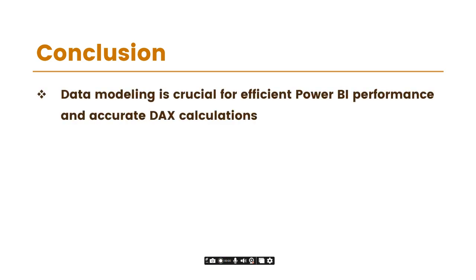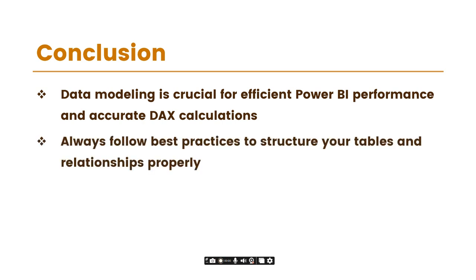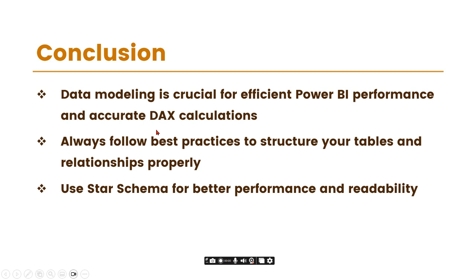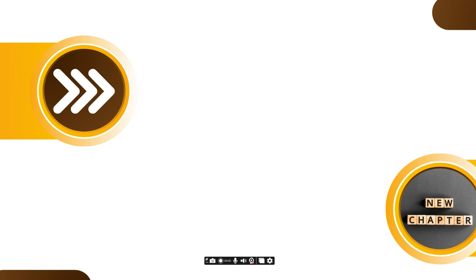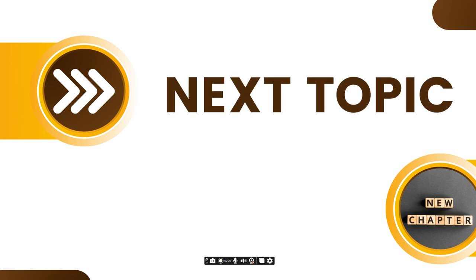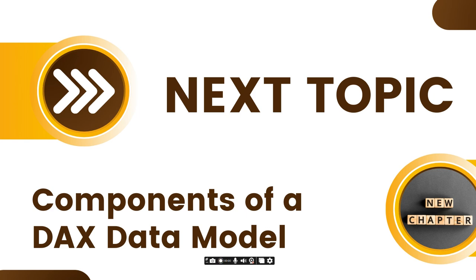So these are some of the best practices for data modeling. Let's summarize whatever we have learned. Data modeling is crucial for efficient Power BI performance and accurate DAX calculations. Always follow best practices. We just saw in the previous slide the best practices to structure your tables and relationships properly. It is always better to use the star schema for better performance and readability, and define relationships correctly to avoid calculation errors. So this is about data modeling, and in the next topic, let's learn about the components of the DAX data model.